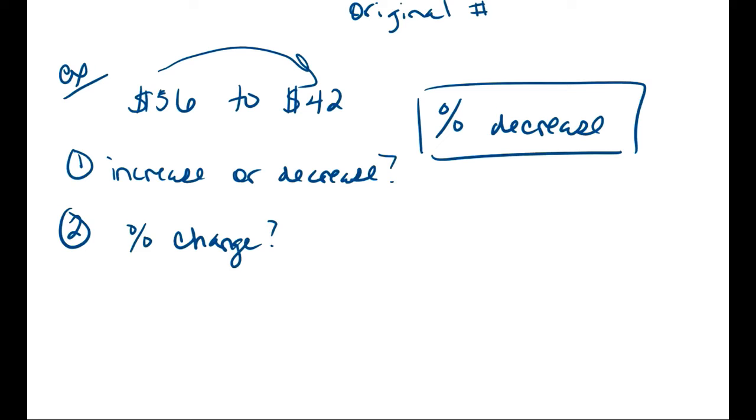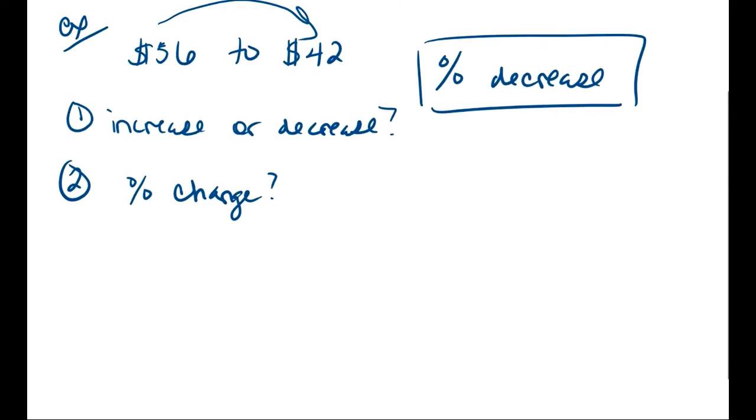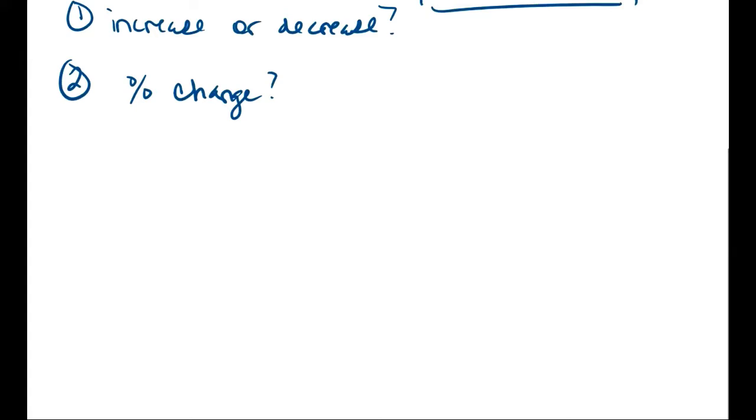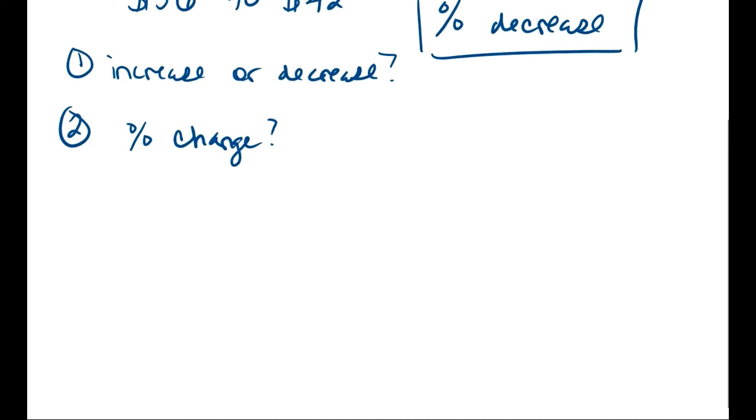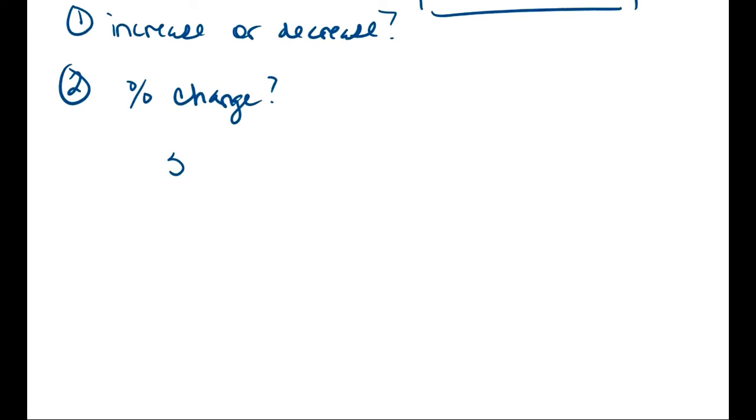All right, so remember our formula says we're going to take the difference. And remember back in the early chapters, we learned that difference meant subtraction. So we're going to take 56 and we're going to subtract 42. And it said to put it over the original number. Another way to interpret that would be to put it over the first number. So the first number is 56.